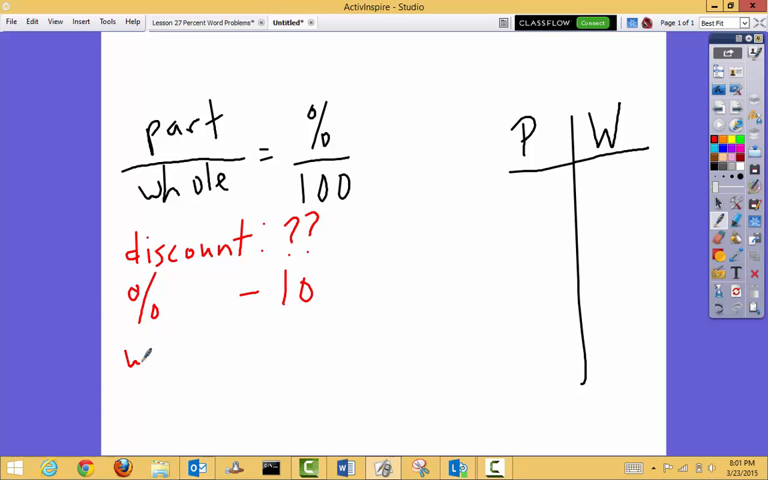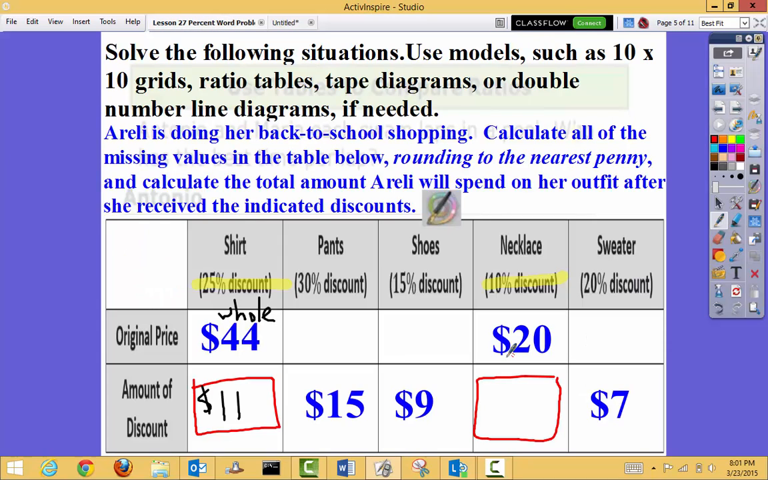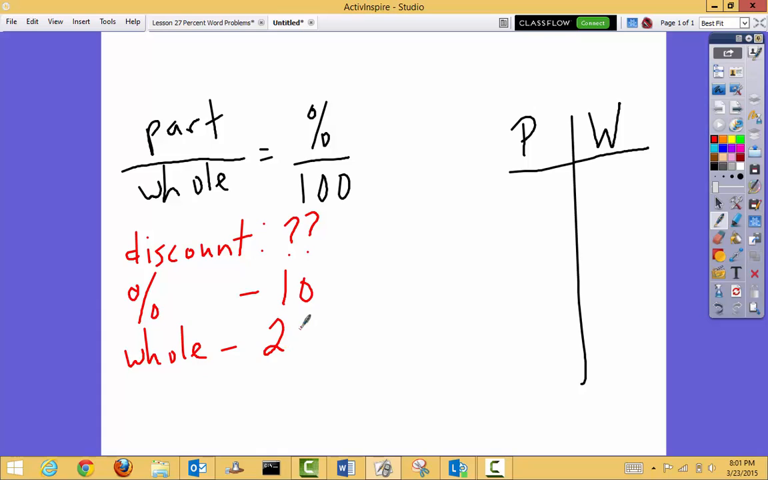And my whole is what? The whole is the original price. How much it would normally cost. And I see that whole is $20, how much it would normally cost. So now I'm going to fill in my information up here. So let's check. My part, I don't know. But my whole, I do know. It's that 20. Equals, so always when I'm working for percents out of 100, my percent is 10.